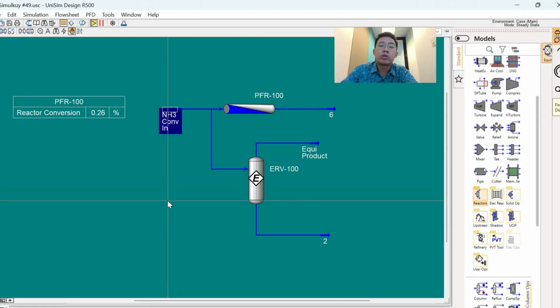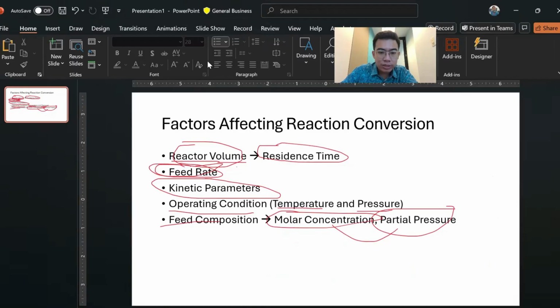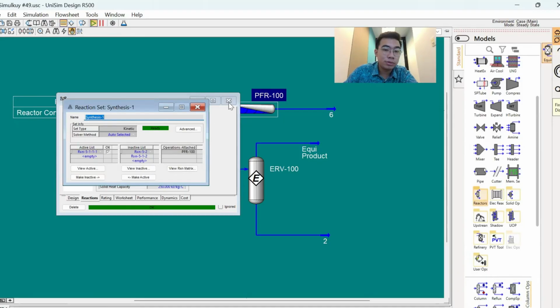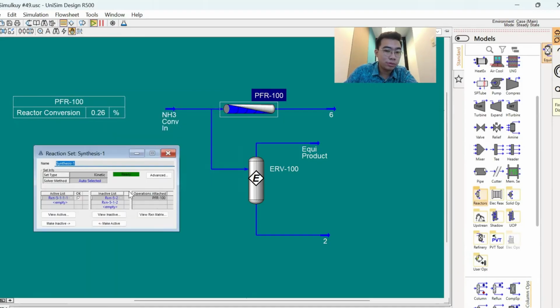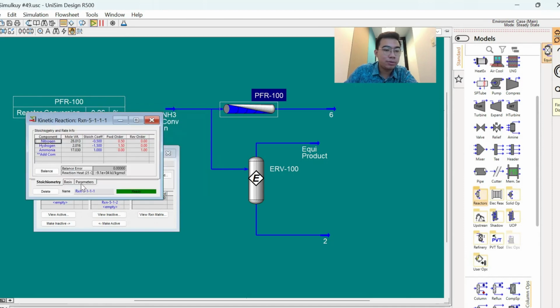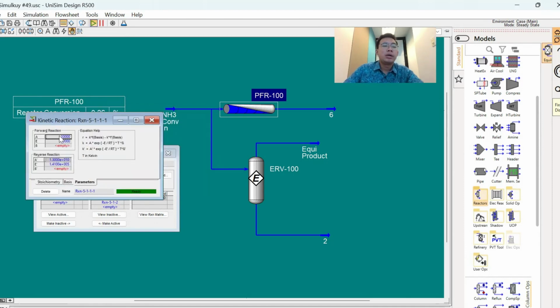The effect is more to the composition of the feed and also the operating condition of the reactor. Next, the third one is about the kinetic parameter. So what you can try is you go to the reaction view and then go to the active list. So yeah, this parameter. You could see the equation, right?